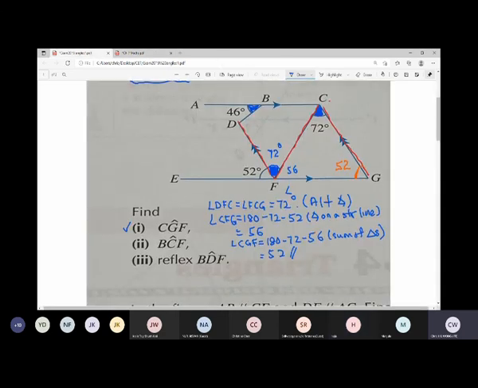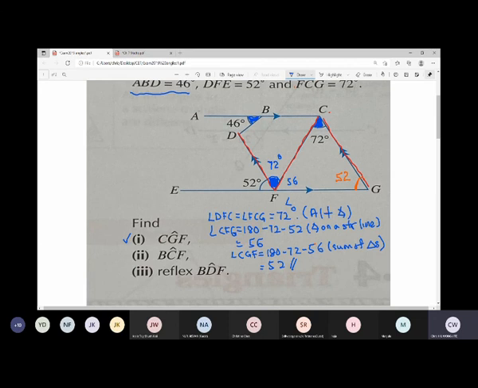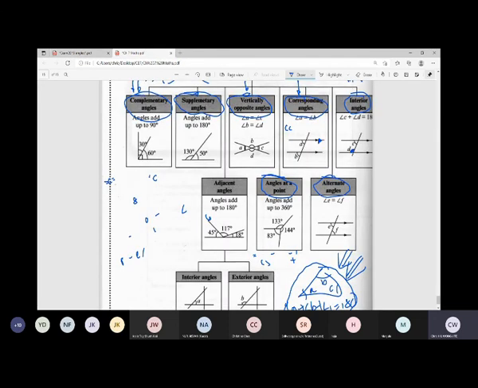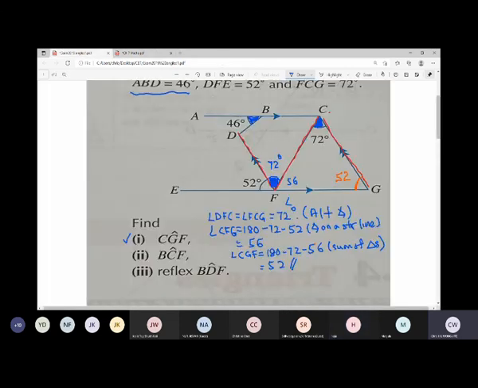When I go back to this again, you'll notice that I actually use three. I use a supplementary angle, I use alternate angle, and I use sum of a triangle to solve this problem. Three angle rules. Y'all notice that, right?